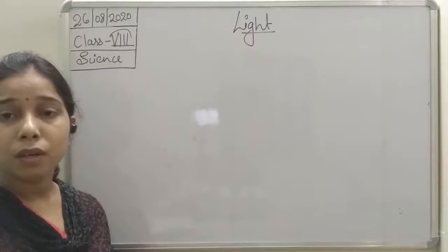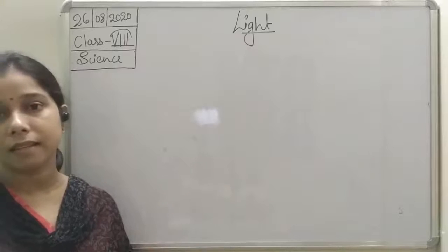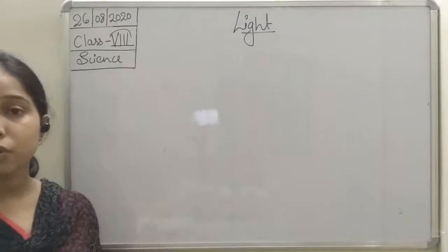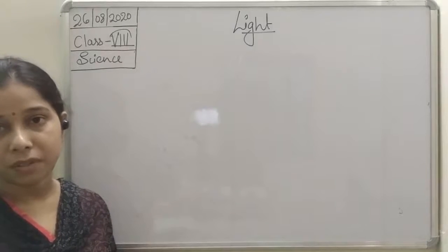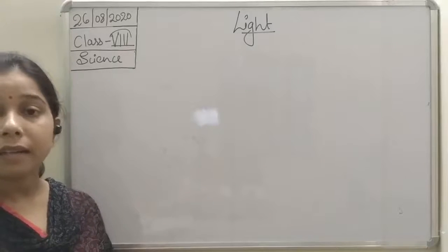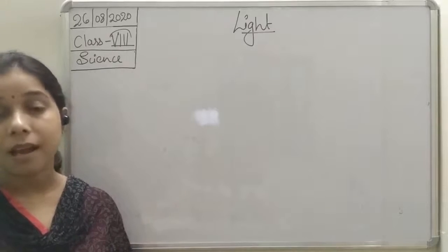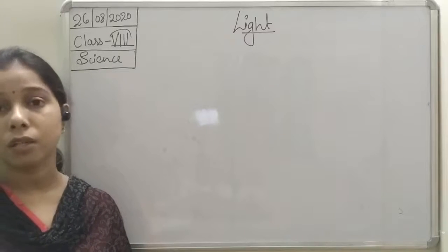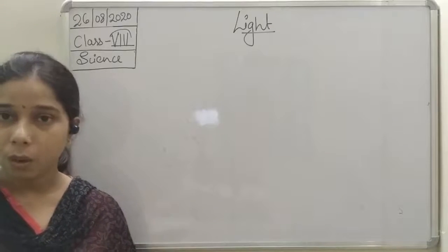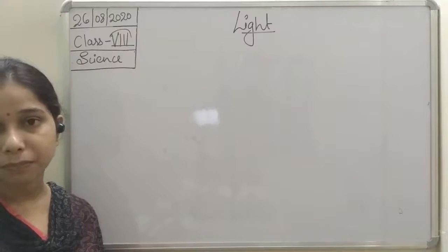Hello students. In the previous class we started a new chapter, and that is light. We discussed what light is. Light is a form of energy. What kind of energy? It is a kind of energy which produces sensation in our eyes, and due to which it enables us to see the objects, to see the things which are present around us. So light is a form of energy which enables us to see things.